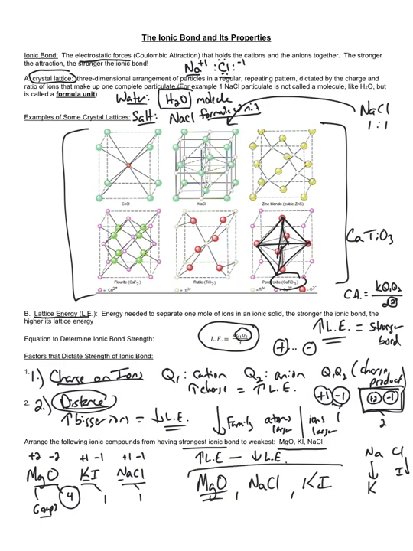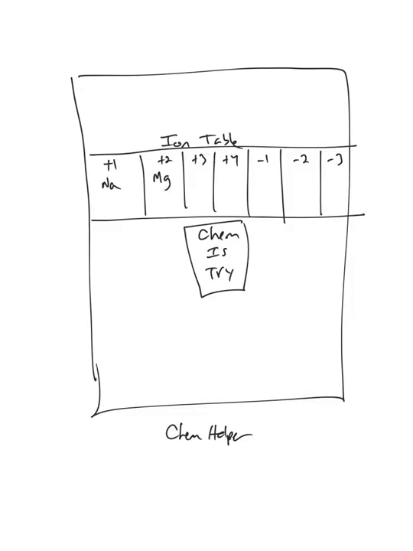Therefore, the proper order would be magnesium oxide would have the highest lattice energy and potassium iodide would have the lowest. The more charge and the smaller the ions, the higher the lattice energy, stronger bond. The bigger the ions and the lower the charge, the weaker the lattice energy and the weaker the bond. Okay? This is an example of the Chem Helper.